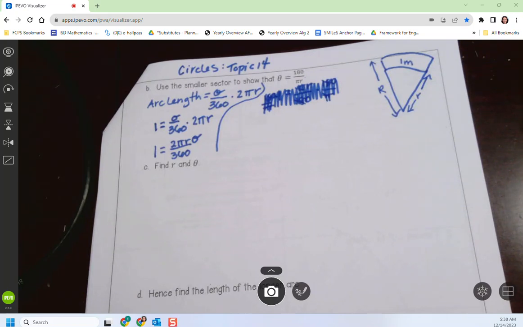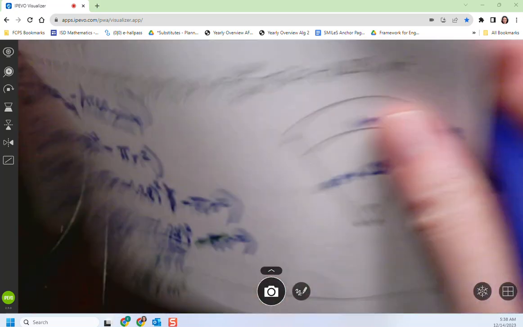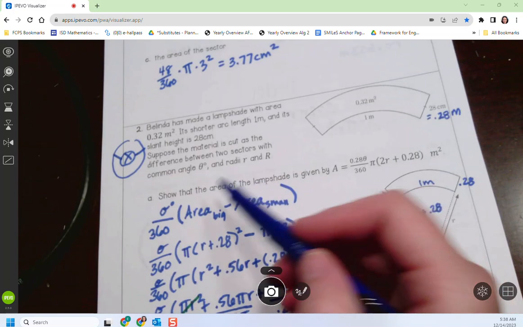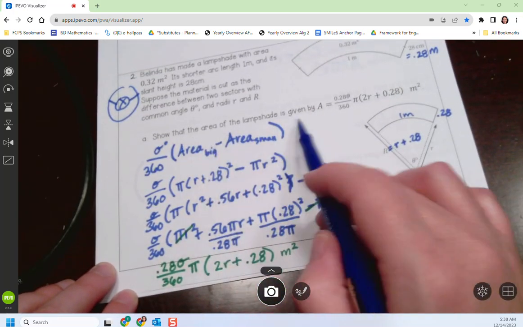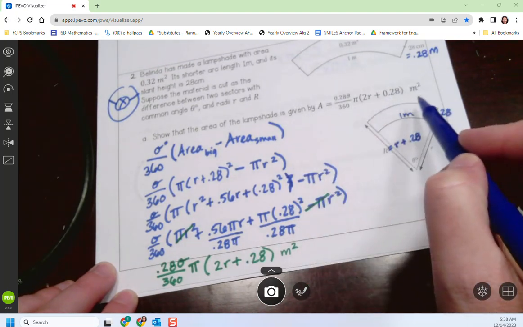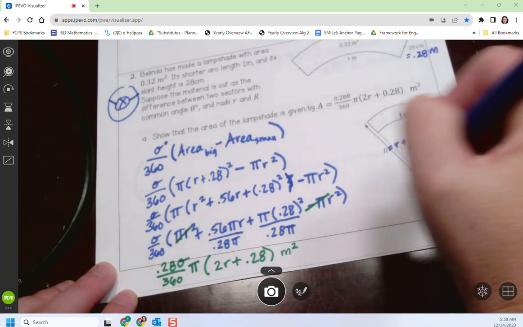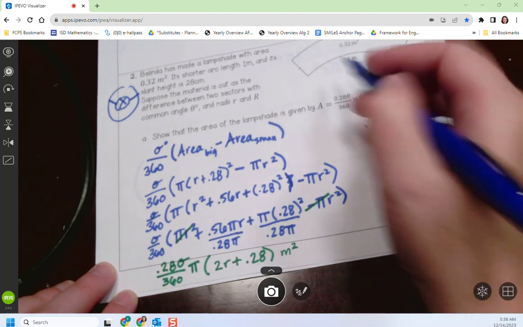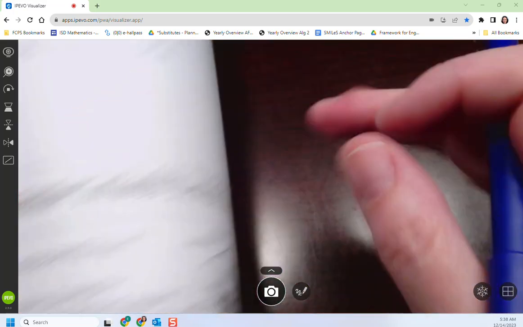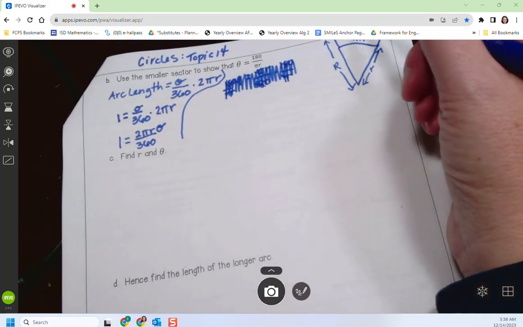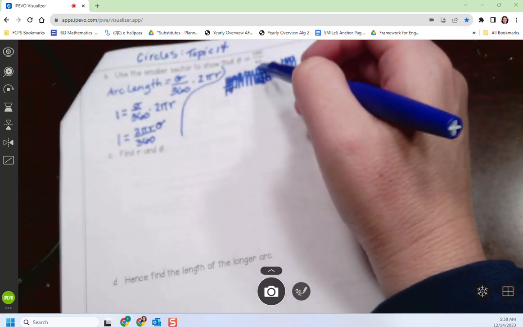Okay, IB App students, I am continuing my work on this circle problem from the previous page, and it started over here, and we calculated that the area of the lampshade was given by this equation right here. So now to continue on, I copied this picture, but then I did copy over the fact that this inner arc length is 1 meter right here to show that the smaller sector theta is equal to 180 over pi r.